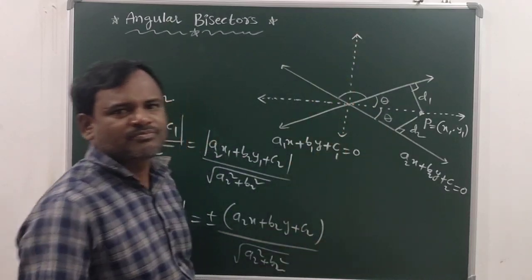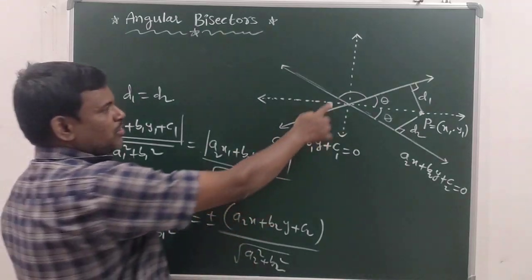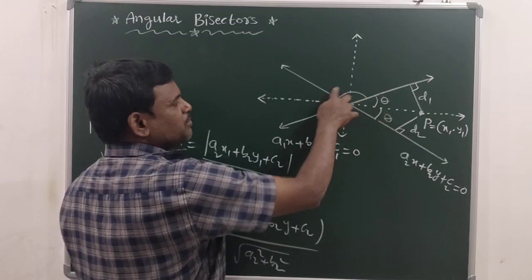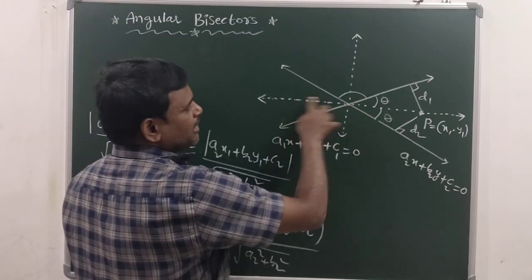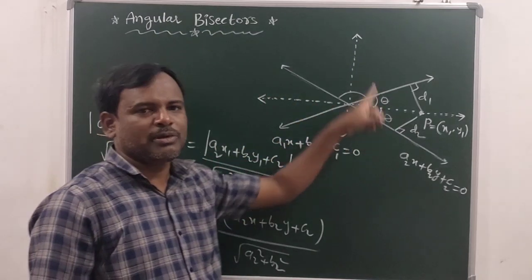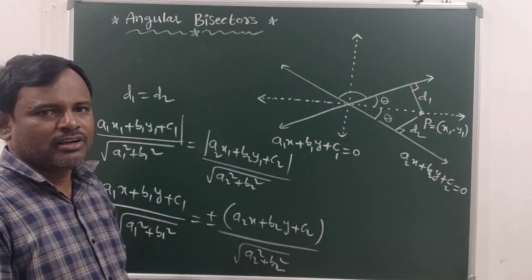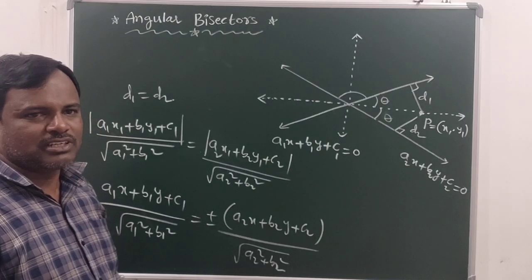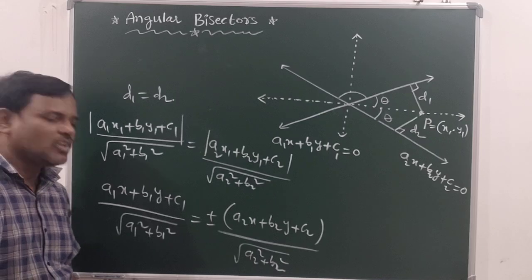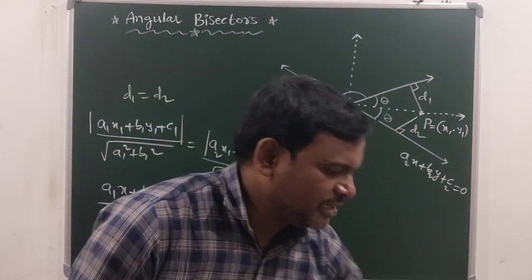Okay students? So you get two angular bisector equations. Here this may be an acute angle and this may be an obtuse angle. Hence this is the acute angle bisector, this is the obtuse angle bisector. But which one is the acute angle bisector, which one is the obtuse angle bisector? I will tell you how to find the acute angle bisector and the obtuse angle bisector. But you will get two angular bisectors. Okay? I hope you have understood this. Right.